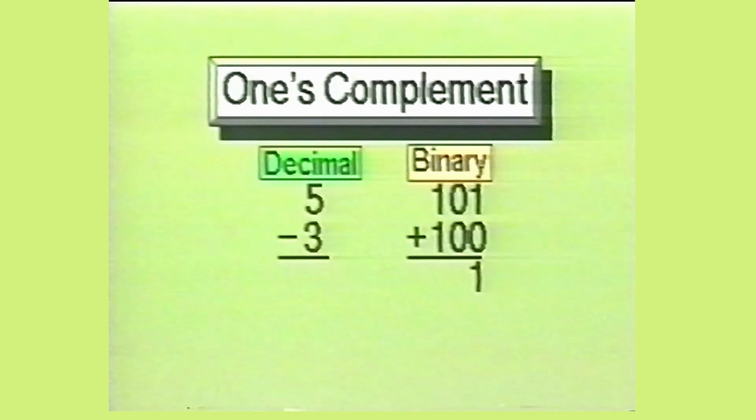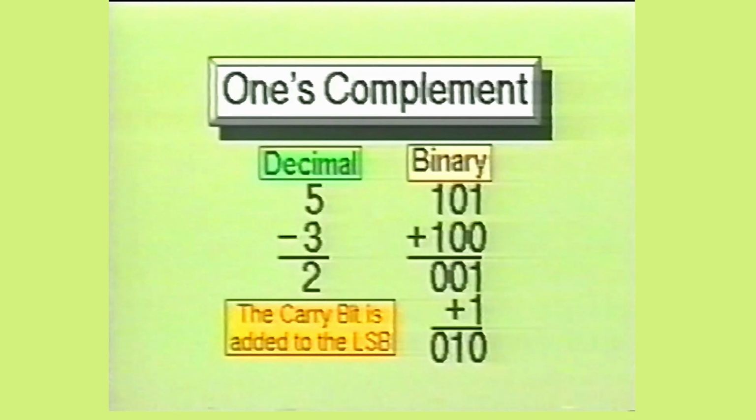We know that 1 plus 0 equals 1. 0 plus 0 equals 0. And 1 plus 1 equals 0, carry 1. Next, the one bit that was carried is added to the least significant bit of the total sum. When we do this, we see that the answer is 010 in binary, or 2 in decimal.